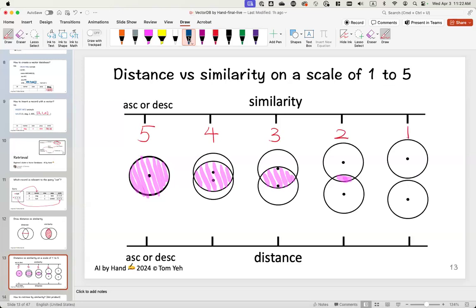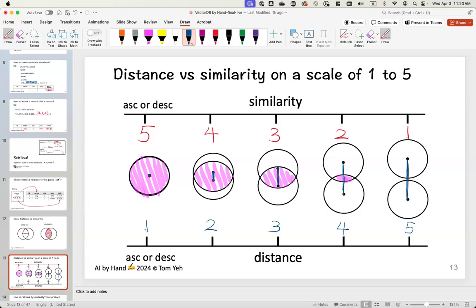Now let's consider distance. The distance between the first two circles is like nothing, I can't even draw it. But the distance between these two is this, and between these two is this. You can see that the line I'm drawing is getting longer and longer. So if I put it on a scale for distance, I will instead put 5 over here, then 4, 3, 2, and 1 over here.